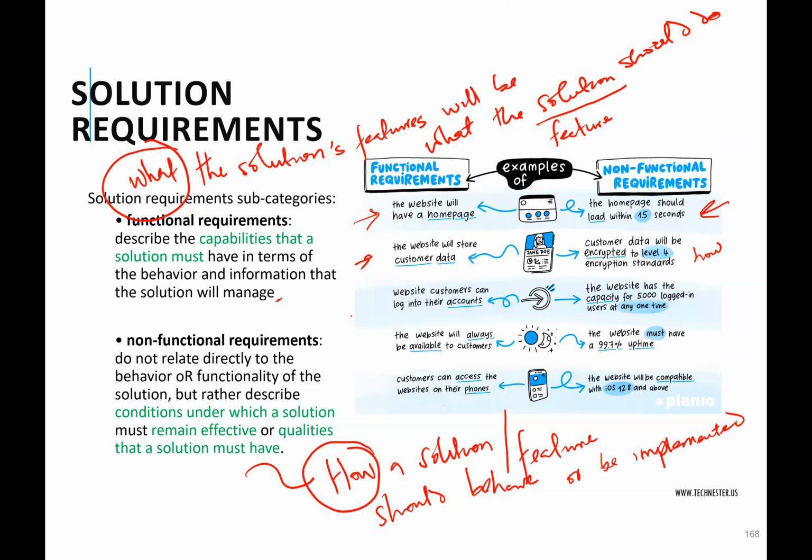Website customers can log into their accounts, right? How? The website has the capacity for 5,000 logged in users at any one time. So this is how the website will behave regarding logged in users. Only 5,000 at a time. The website will always be available to customers. How? The website must have 99.7% uptime.